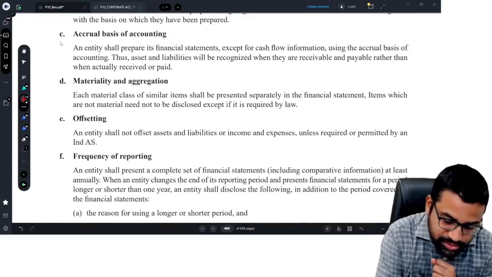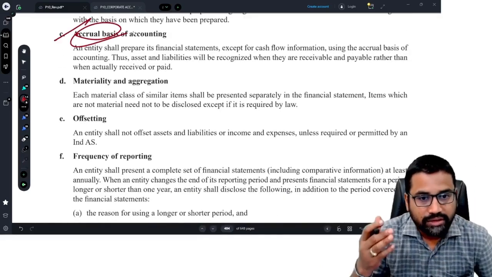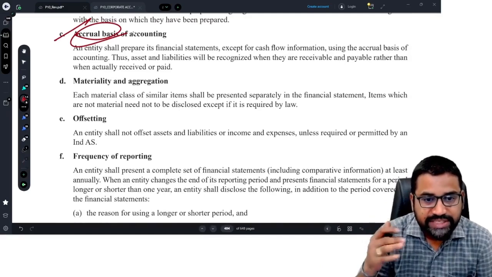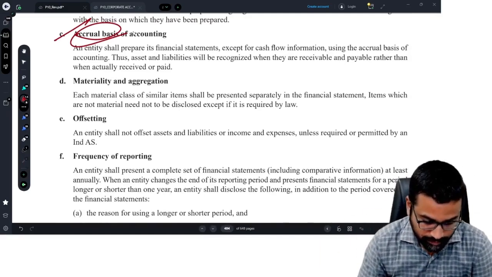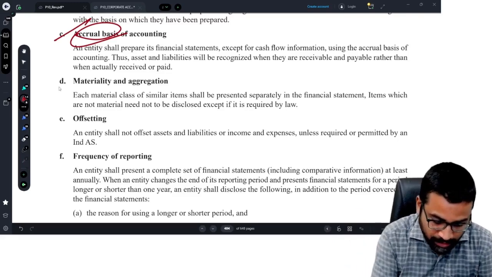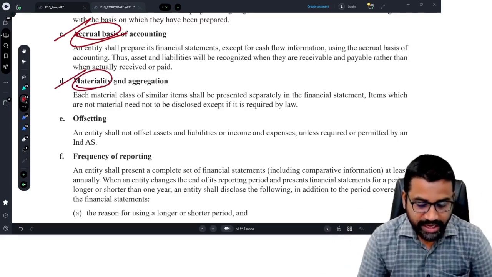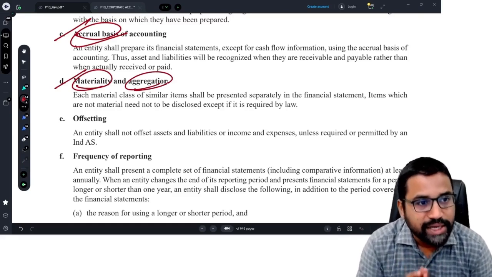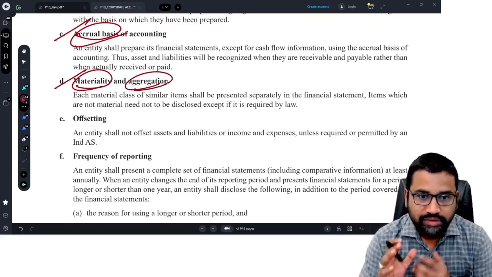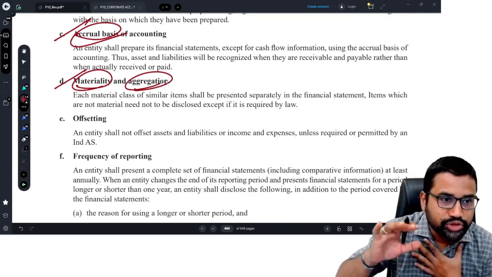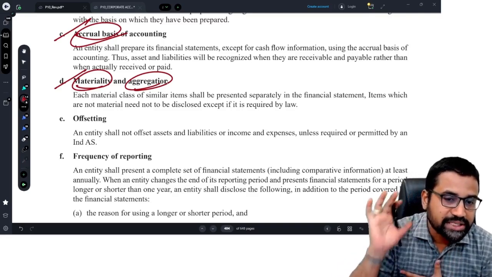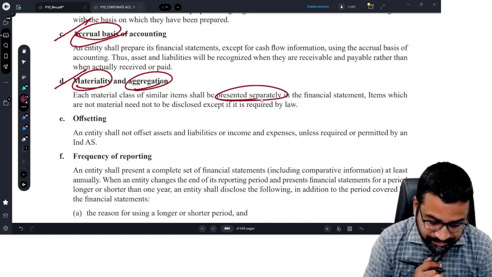Then accrual basis, you know this. Expenses and incomes will be recognized as and when they accrue, irrespective of whether they will be received or paid or not. Materiality and aggregation. Sir, what is this materiality? The financial statement should give importance to all material items. All material items should be disclosed separately in the financial statements, presented separately.